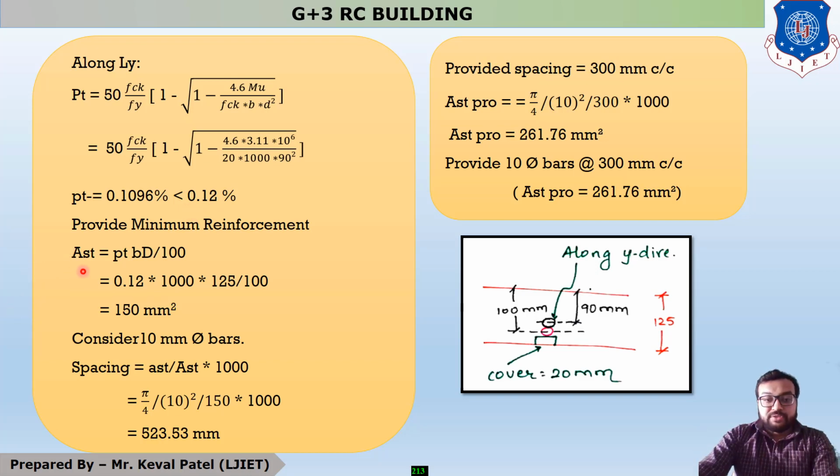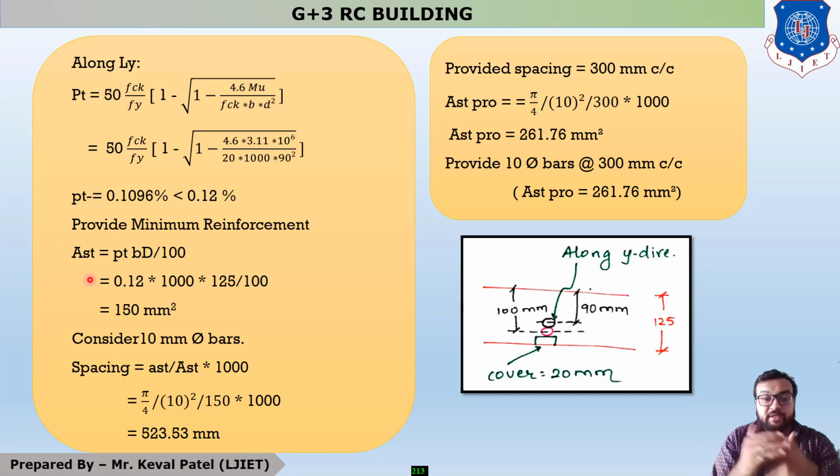So your minimum steel is pt upon 100. So students, your pt is equal to 0.12, b is equal to 1000 and capital D, because you have to provide the total cross sectional area. So your value of capital D is 125, which is calculated in step number 1. So students, after putting all this value, we will get our answer of AST is equal to 150. Now, this is the calculation of capital AST.